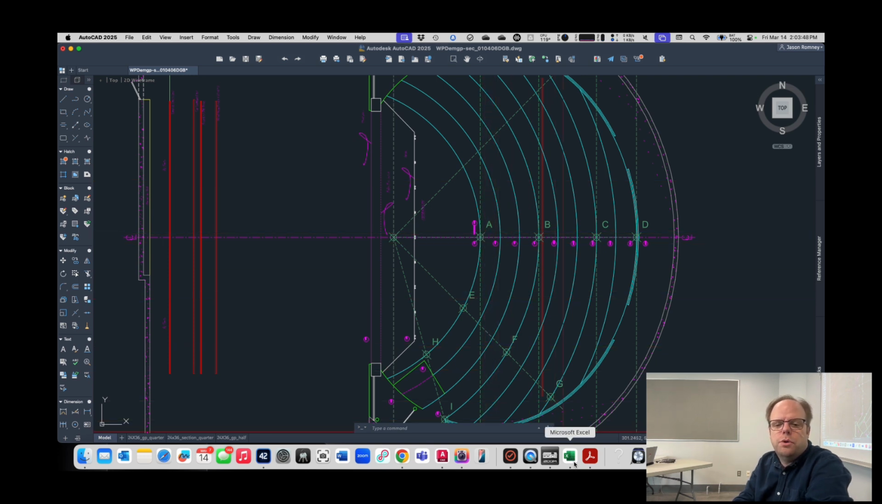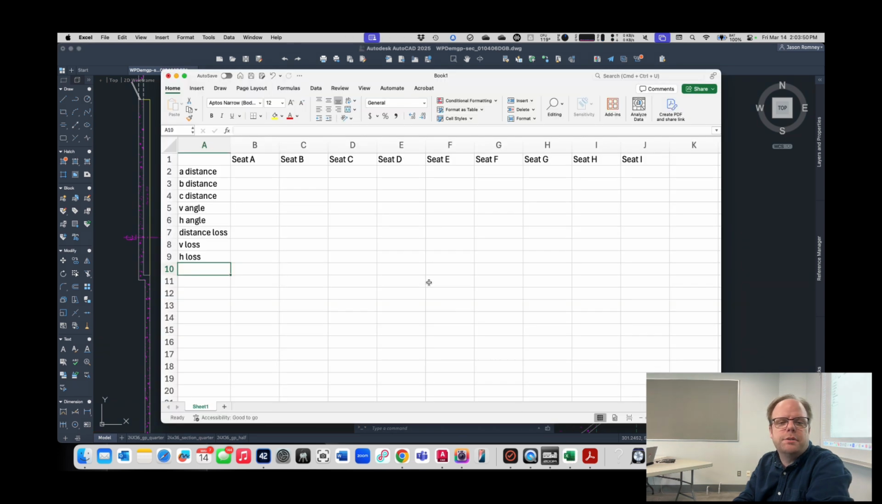Okay, so what I want to do is start measuring some things now. I've made a little Excel sheet here, and I've got a column for each of the seats. And I have 3 rows for distance, because figuring out the horizontal distance is going to involve some Pythagorean theorem math. The C distance is ultimately going to be the answer, but we're going to have to get some other measurements to figure that out. We'll get to that in a second, but that's why I have that.